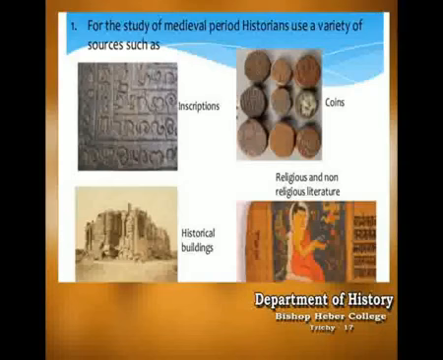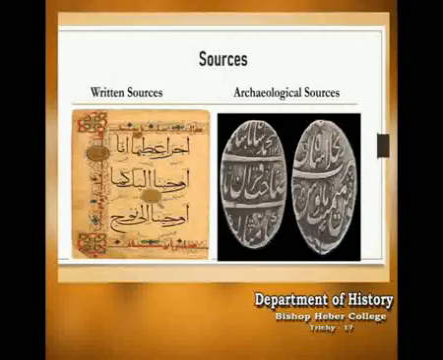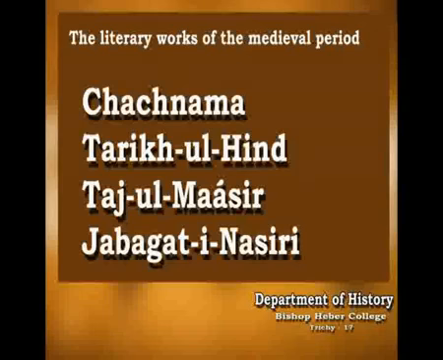Historiography is the study of historical writing. It flourished in all of its forms during the Sultanate period. The age produced a number of professional historians and men of letters who left behind a rich treasure of historical literature. Some of the literary works of the medieval period were Chacha Nama, Darikul Hind, Tajul Mazir, Jabgat Ki Nazri.